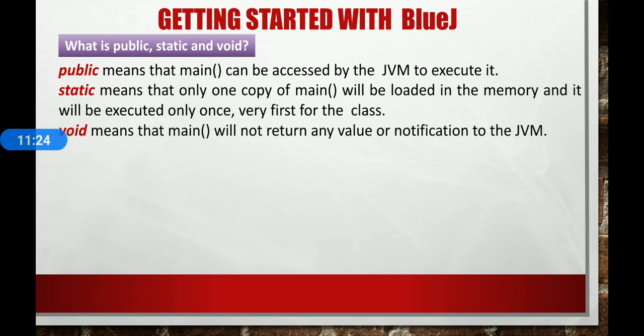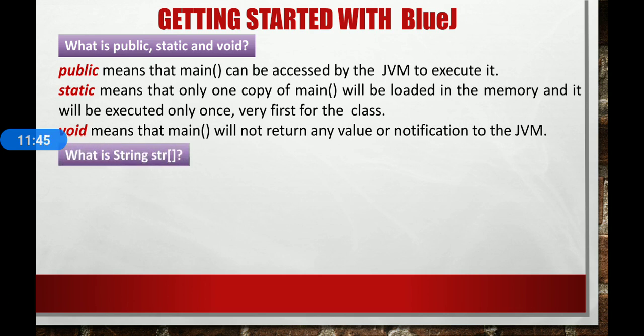Void means that the main function will not return any value or notification to JVM. Certain languages like C and C++ return a numeric code to the operating system denoting whether the program had run and compiled successfully or not.